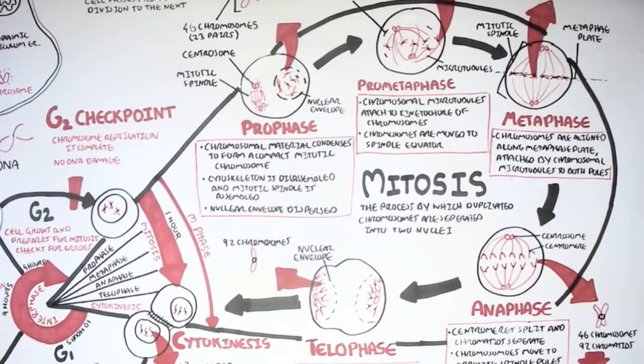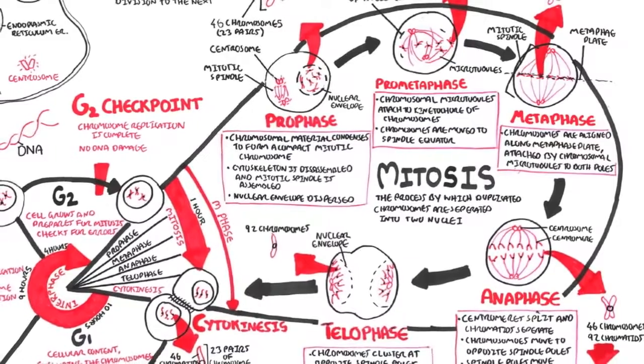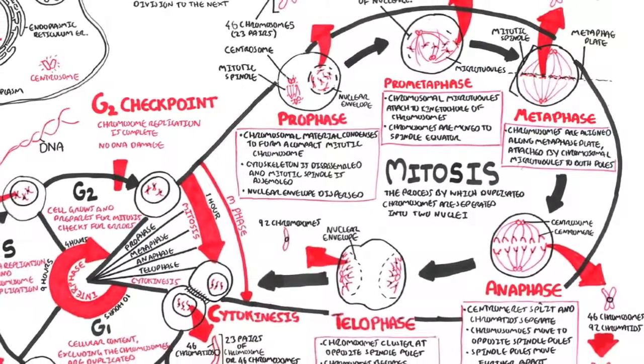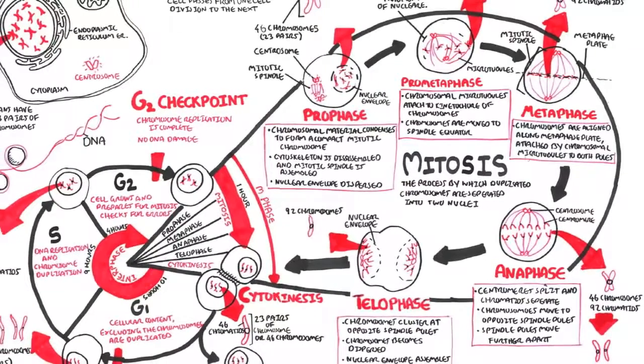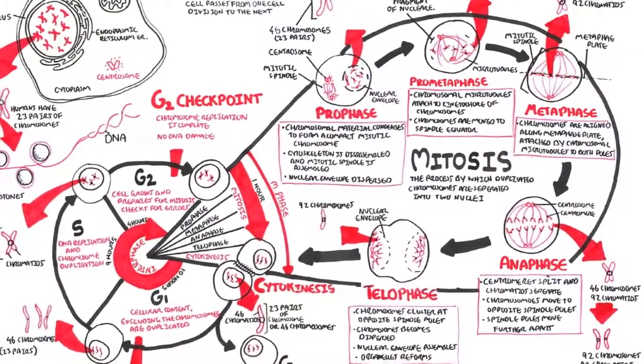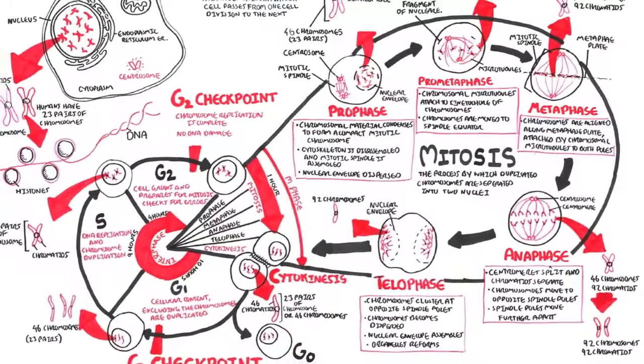Hope you enjoyed this video on the cell cycle. We looked at the interphase and we looked at mitosis in quite detail. It's important to know the number of chromosomes and chromatids in each of these steps to understand what is actually happening. Anyway, I hope you enjoyed this video.